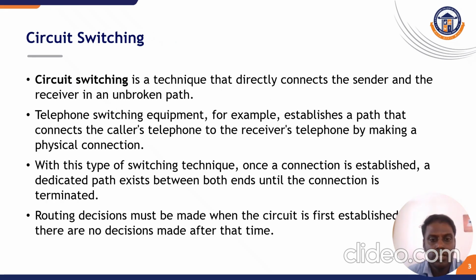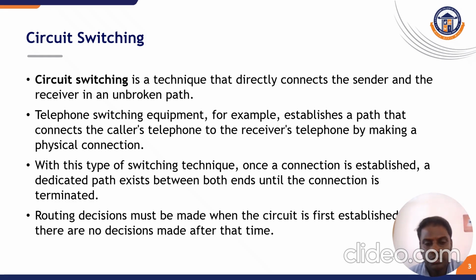So, circuit switching. The first technique that we are going to discuss is circuit switching. It is a technique that directly connects the sender and the receiver in an unbroken path, like a wired telephone link. Telephone switching equipment, for example, establishes a path that connects the caller's telephone to the receiver's telephone by making a physical connection. With this type of switching, once a connection is established, a dedicated path exists between both ends until the connection is terminated. Routing decisions must be made when the circuit is first established. There are no decisions made after that.